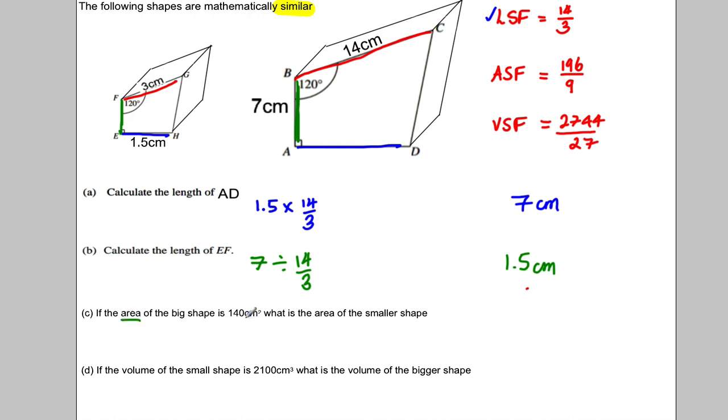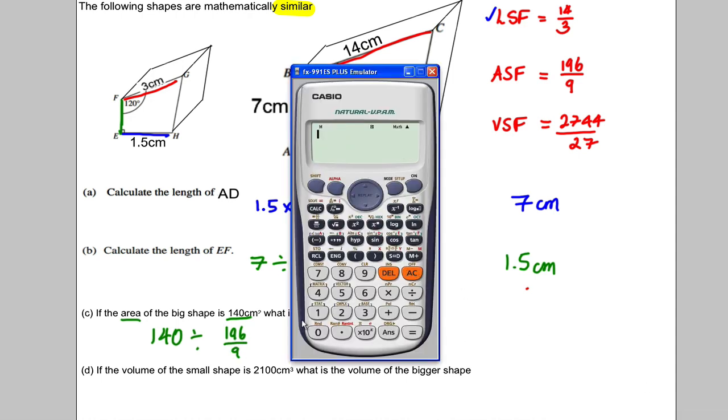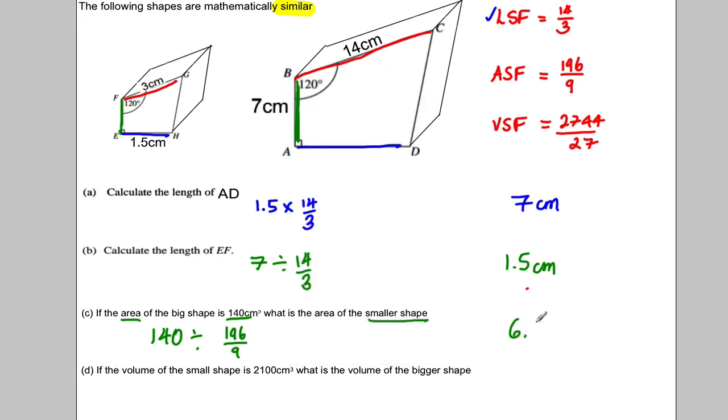Now we're dealing with area. The area of the big shape is 140 centimetres squared. What's the area of the small? To go from big to small, we divide. So we're going to do 140 divided by the area scale factor, which is 196 over 9. So if we do that here, we're going to do 140 divided by fraction 196 over 9, and we're going to get the answer 6.428. At this point, they will ask you to round, let's say round to 1 decimal place. At this point, you could say 6.4 centimetres squared to 1 decimal place.